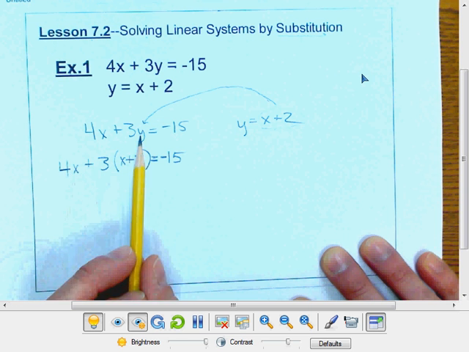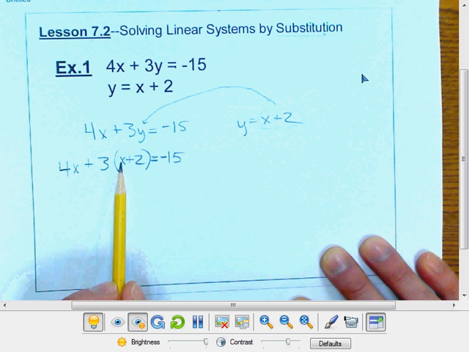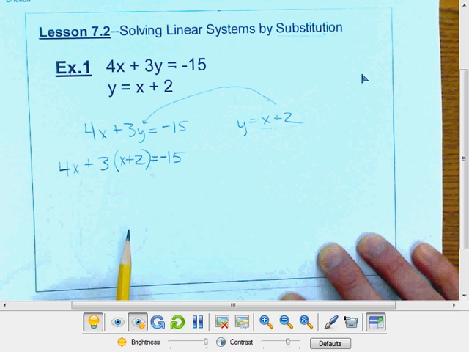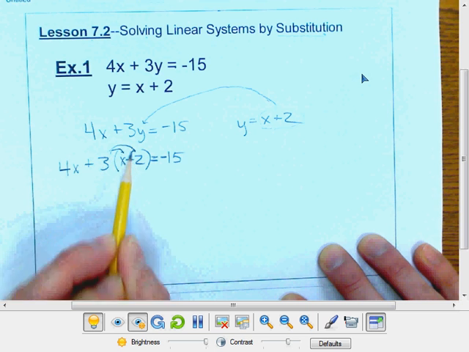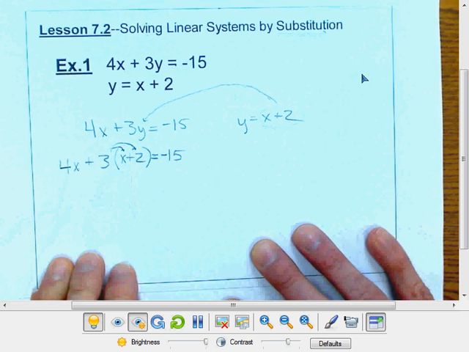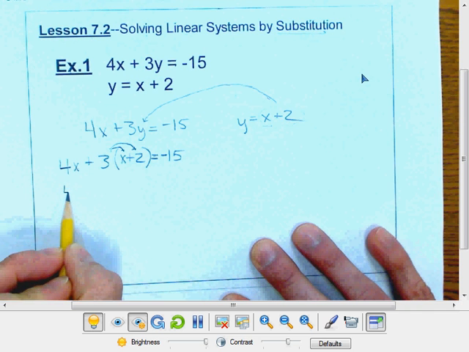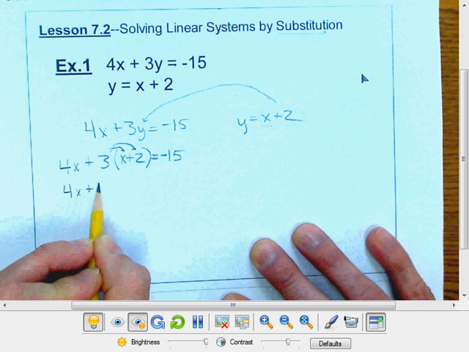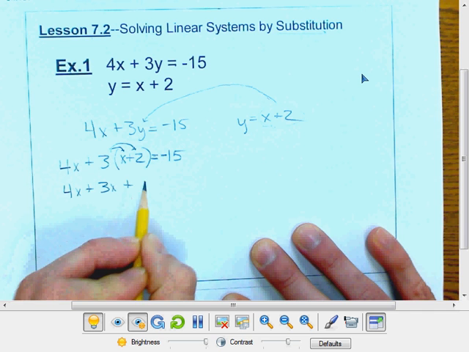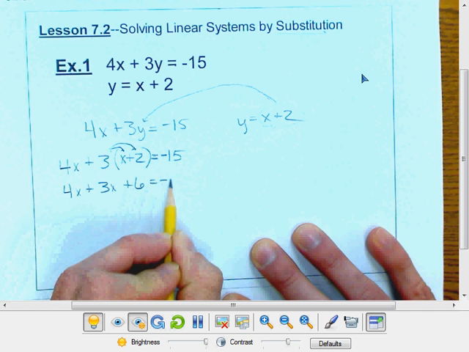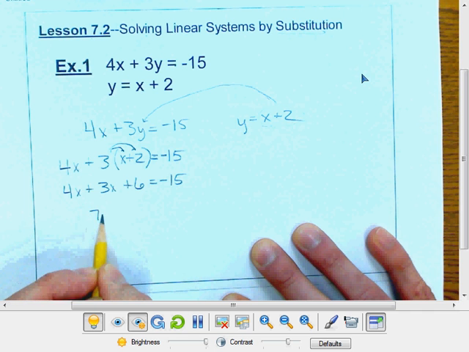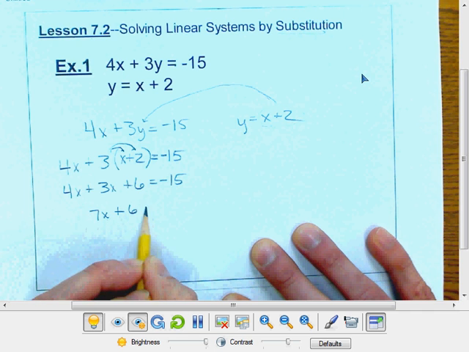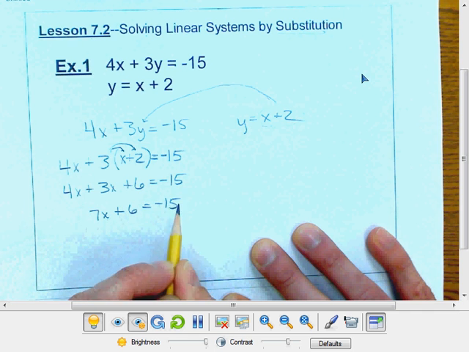Once we replace the y with this, we now have an equation where the only variable in the equation is x. It's just in two spots. And as long as we know how to work through distributing and collecting like terms, we can solve this equation for x, and we'll have that 4x plus 3x plus 6 equals negative 15. If we combine our like terms, we will get 7x plus 6 equals negative 15.